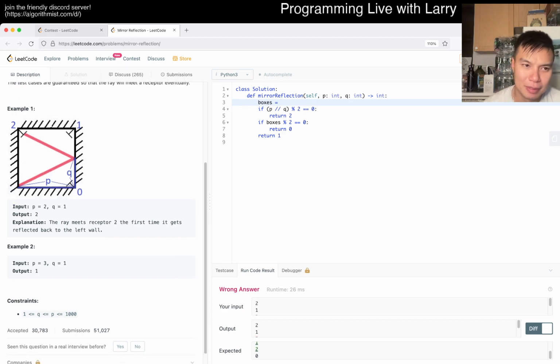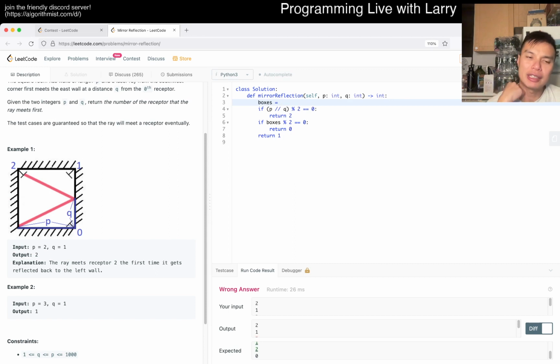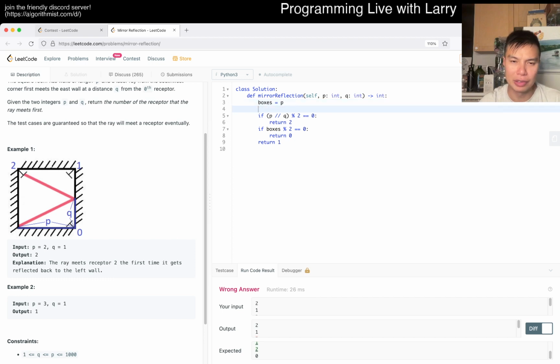Man, this is a medium. Yikes. A lot of negative quotes. But okay, so how do we get the number of boxes? Let's say P is 3, Q is 1. Well, if P is... Oh, and I think I have to do just if P mod Q is equal to 0 and this. I think I missed the multiple part. The other part is if P mod Q is equal to 0.